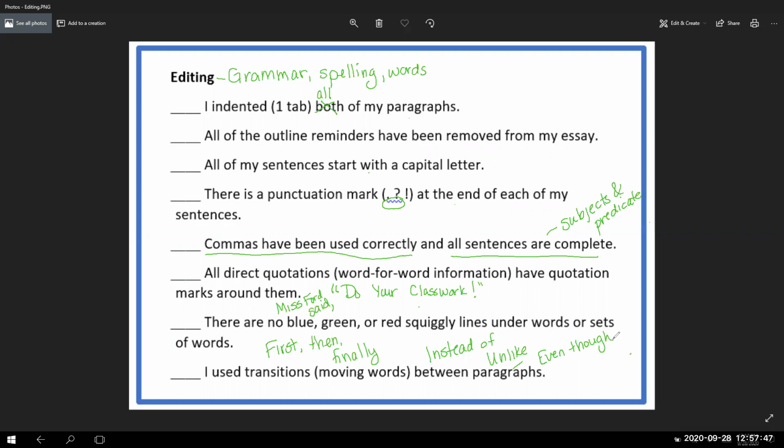Okay, this is a basic overview of editing. This is not a detailed overview of editing. If you'd like more detailed version of this, please contact your teacher and ask for additional support on it. But hopefully this helps you get started on your editing journey as you work through your writing assignments.